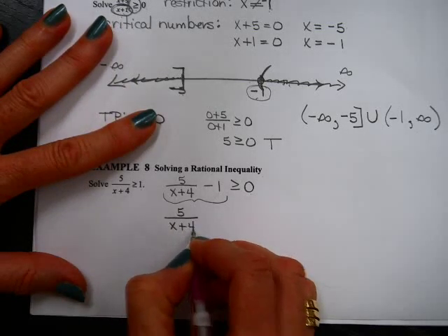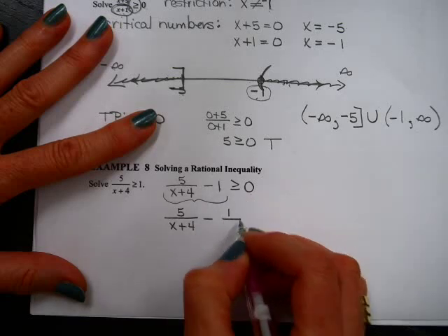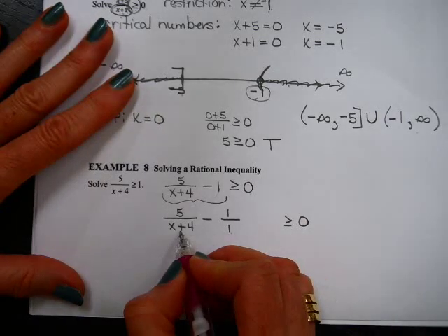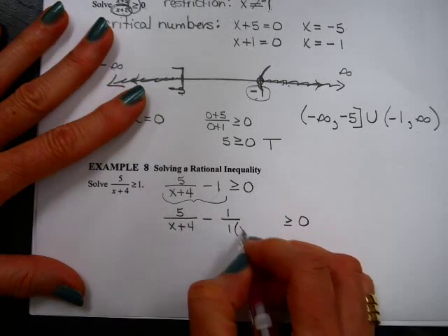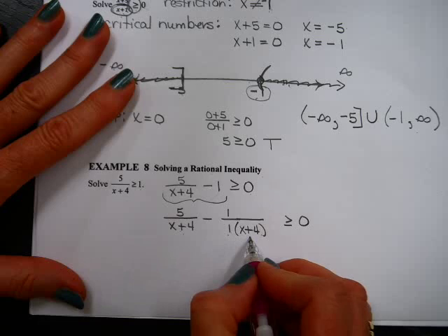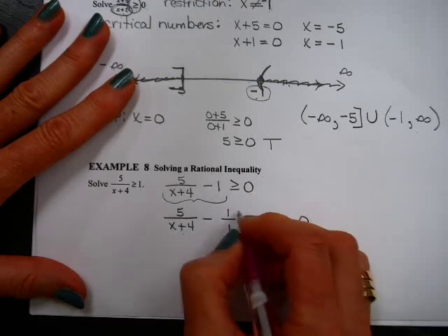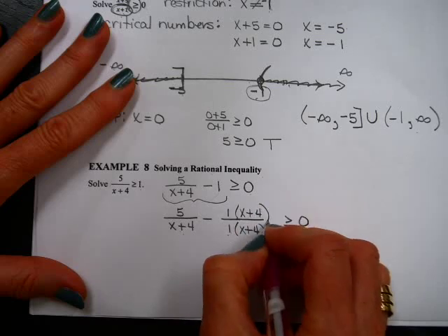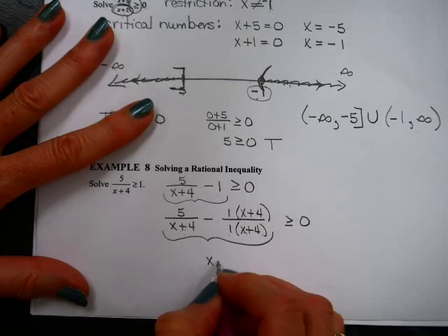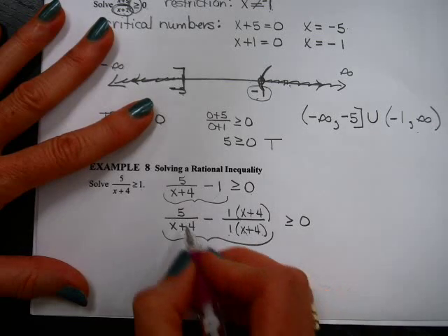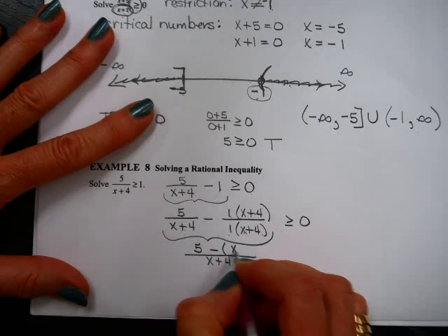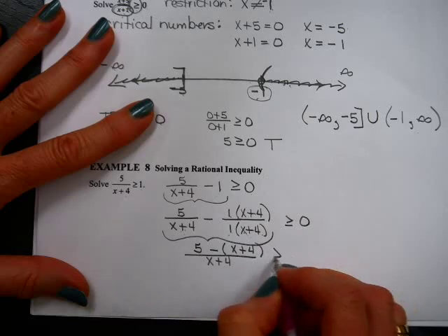5 over x plus 4. It might help if you write this as a fraction, because you are going to have to get the same denominator here that you have over here. Well, what I need is x plus 4 multiplied down on the denominator times 1, so they'll have the same denominator. But whatever I do on the bottom, I have to do on the top. So now these two fractions have got the same denominator, and I can add them together. 5 minus 1 times x plus 4 is x plus 4, and that's bigger than or equal to 0.